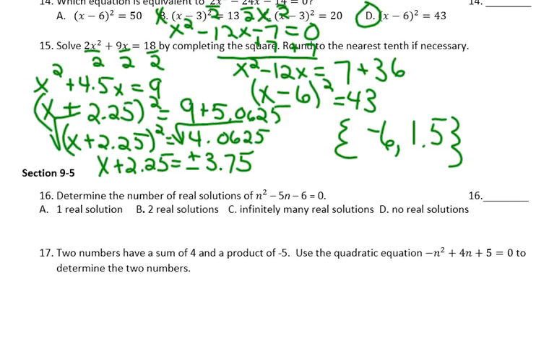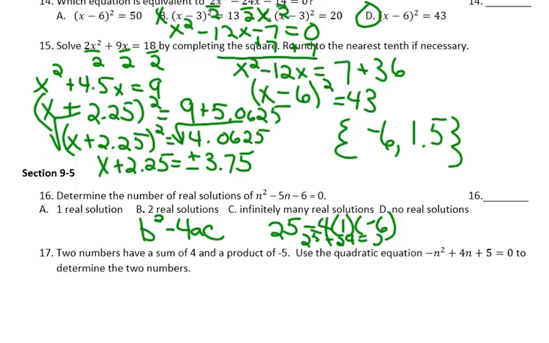Determine the number of real solutions. This is where you do your b squared minus 4ac. Right, you just took a quiz on this the other day. So b squared, b is 5, so that's 25 minus 4 times 1 times -6. So 25 plus 24, so it's a positive 49, which means there are 2 real solutions.